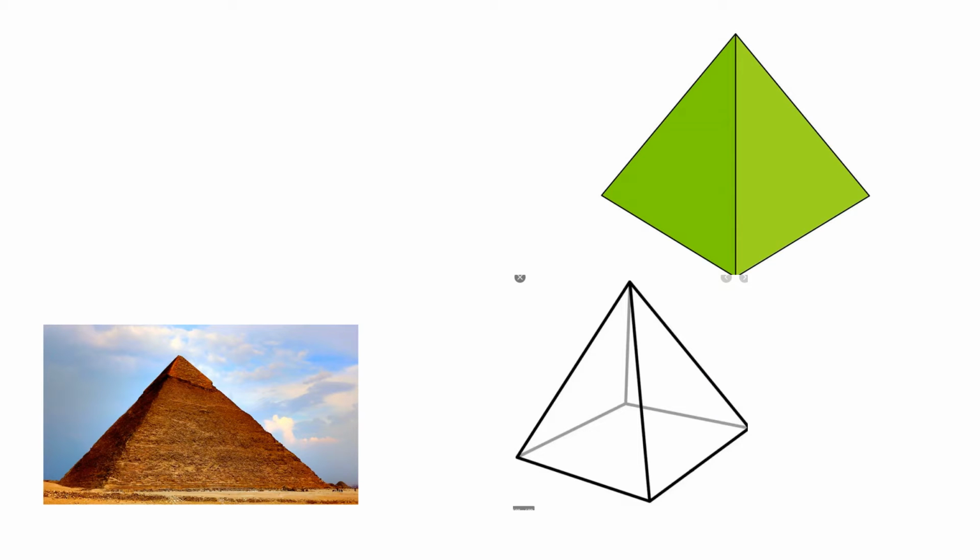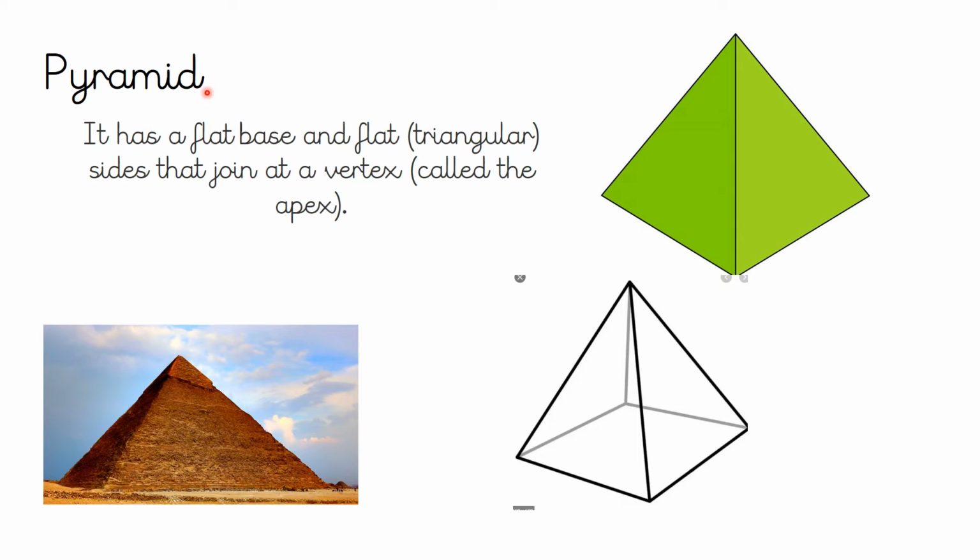Today we are going to learn about 2 different 3D shapes. The first one is on the screen. Do you know the name of this 3D shape? Correct, it is a pyramid. A pyramid is a 3D shape with a flat base and flat triangular sides.